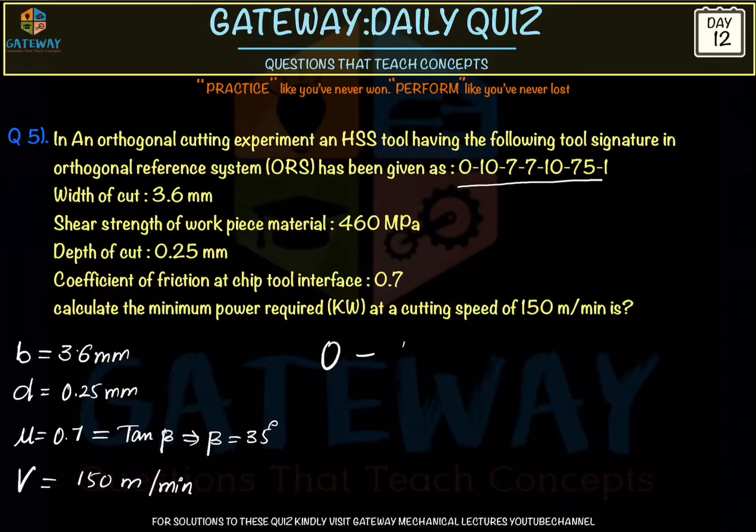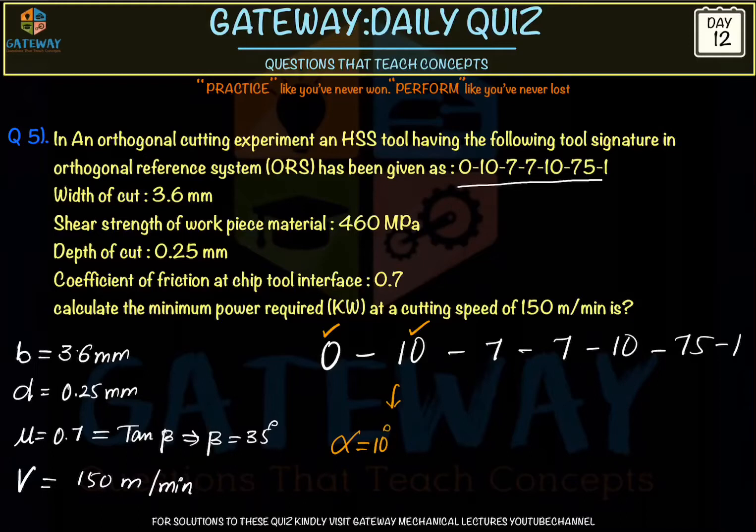We'll see what all the specification denotes: 0, 10, 7, 7, 10, 75, and the last is 1. The 0 is called the inclination angle, and generally for orthogonal cutting the inclination angle is 0, right? And 10 is called the orthogonal rake angle, that is alpha is equal to 10 degrees. The 7 is the side relief angle, and the next 7 is the end relief angle. The 10 is the end cutting edge angle, and the 75 is called the approach angle, and generally this approach angle is 90 minus the side cutting edge angle, that is CS.